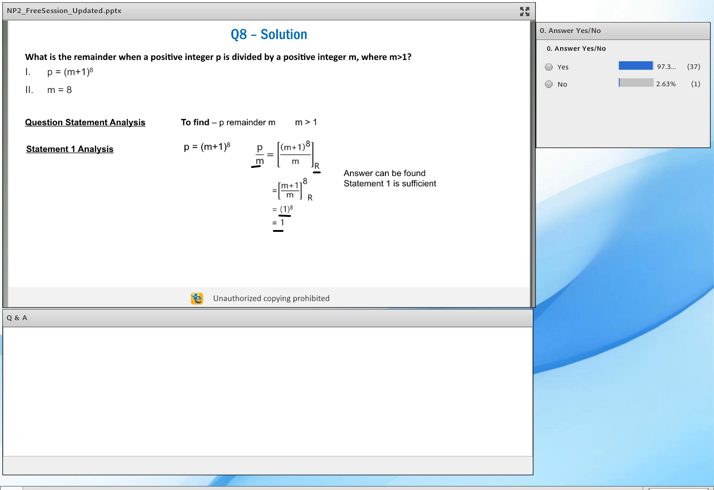What if the power was 7? Hugo, in this case, even if the power were 7, it would remain the same. Remember, it's a positive remainder here, not a negative remainder.